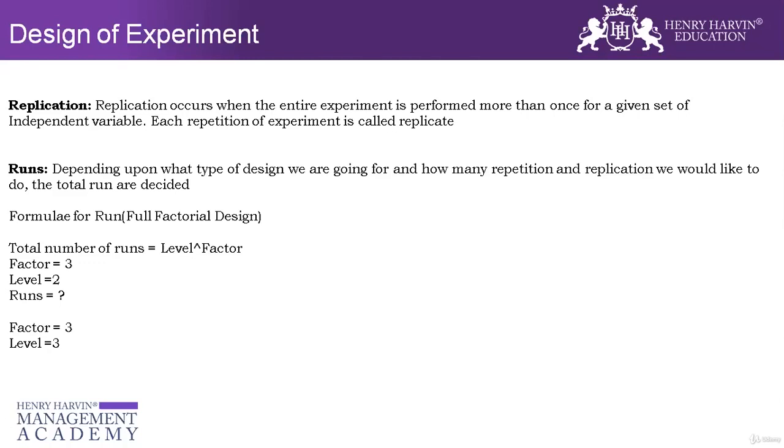It is not compulsory that each factor has the same number of levels. Factor 1 can have 2 levels, the second factor 3 levels, and the third factor 4 levels. So that is also possible. Level has to be at least 2. It should not be less than that. So that is what the runs are.